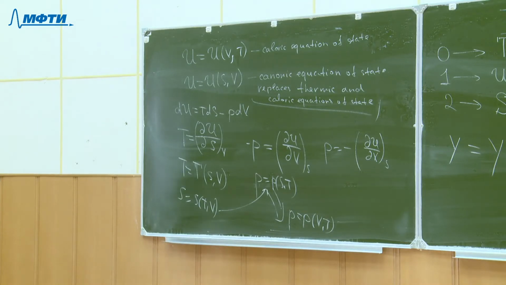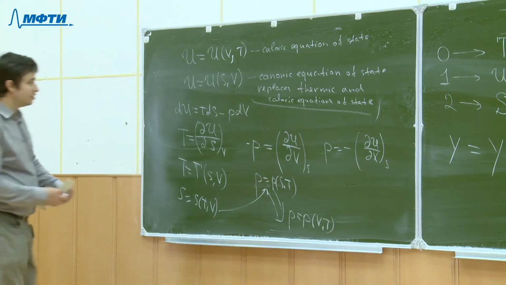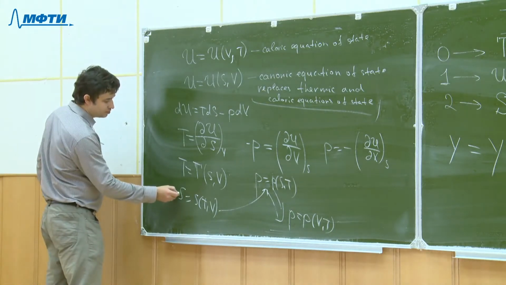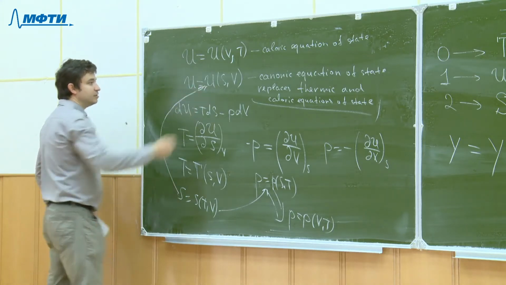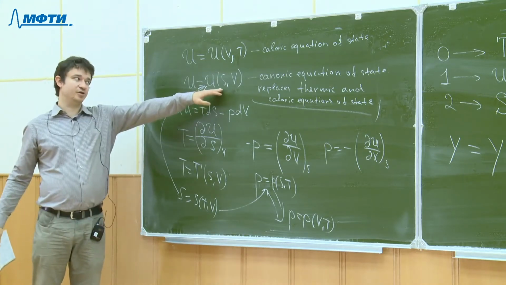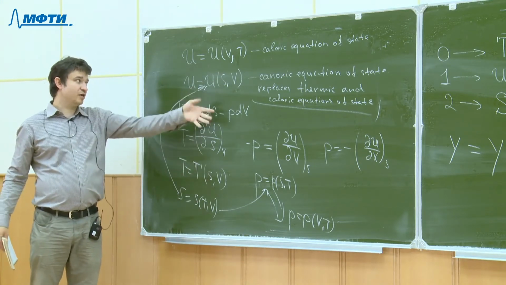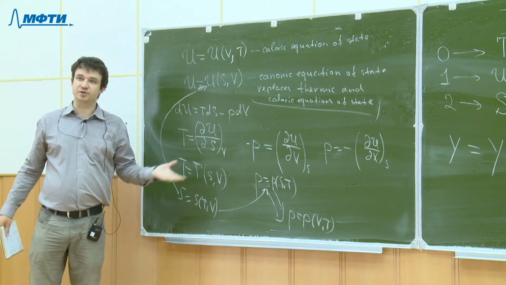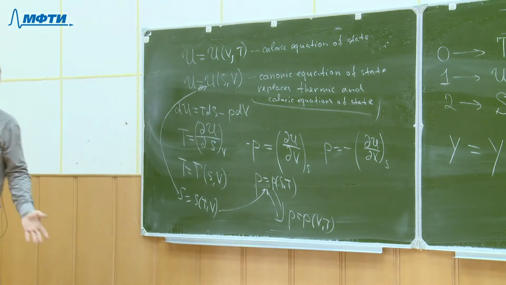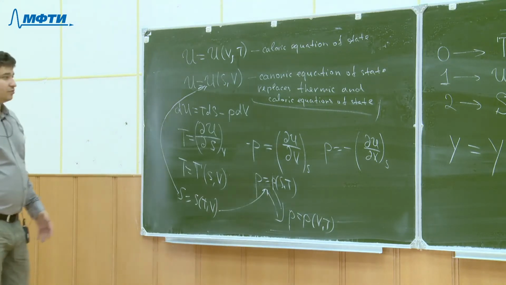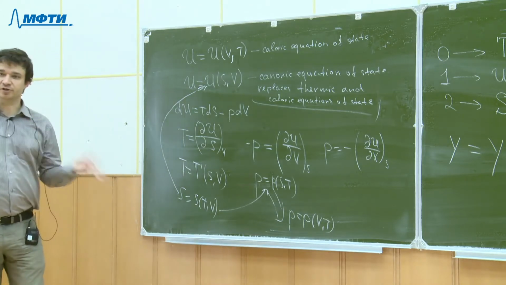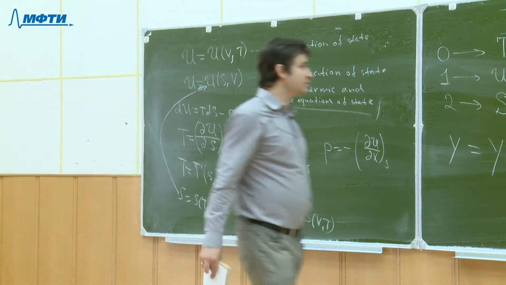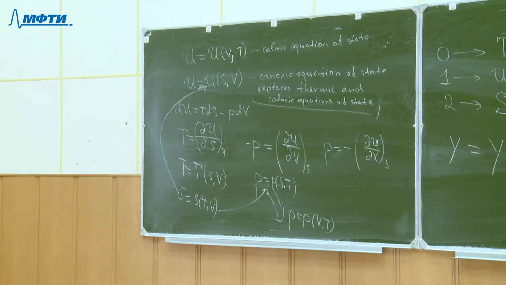Similarly, after that, you can easily determine the caloric equation of state. To do this, you can start from this step where you have entropy as a function of volume and temperature and plug it into the initial canonic equation of state. After this, you would have internal energy as a function of temperature and volume. So that would give you caloric equation of state. So that concludes my proof that canonic equation of state is capable of replacing two equations of state. So instead of considering two equations, you can consider only one of them.